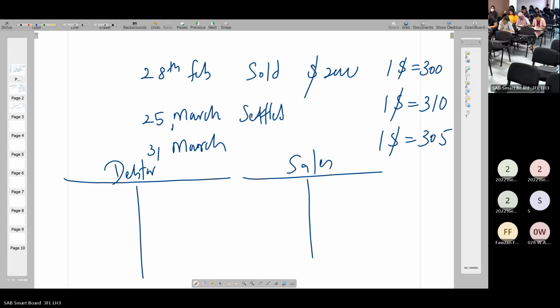Debtor. Make a double entry. You need to take the transaction date. 2000 into 300, then 600,000. Sales credit 600,000. Here sales, here debtor. Okay, debtor.